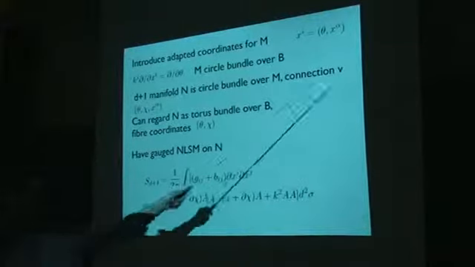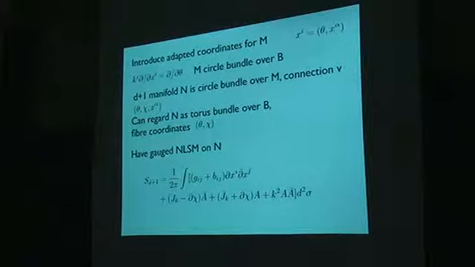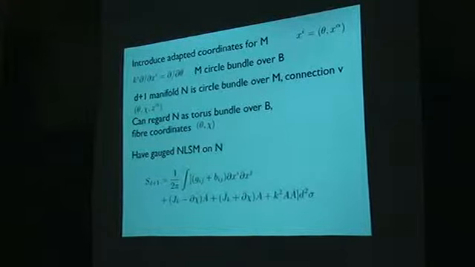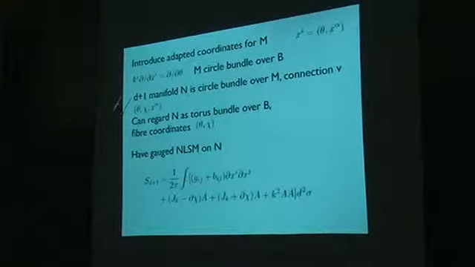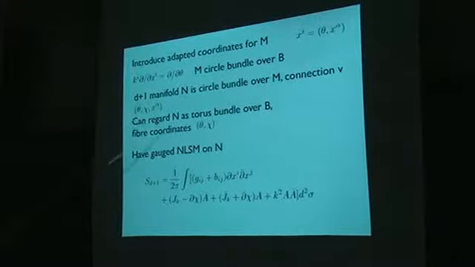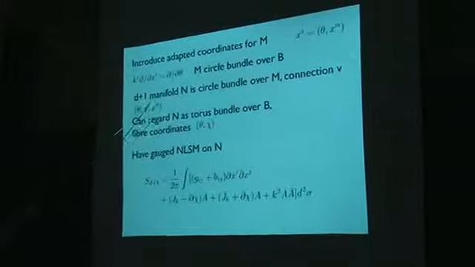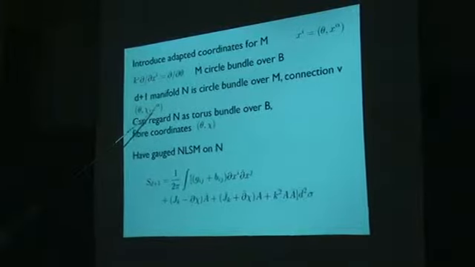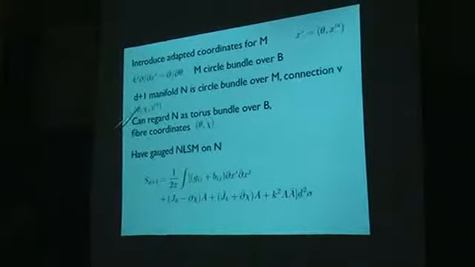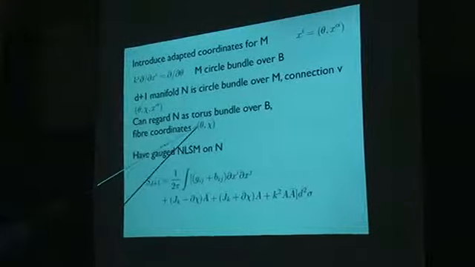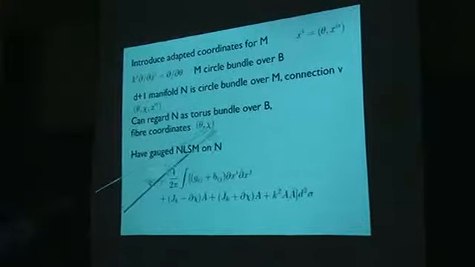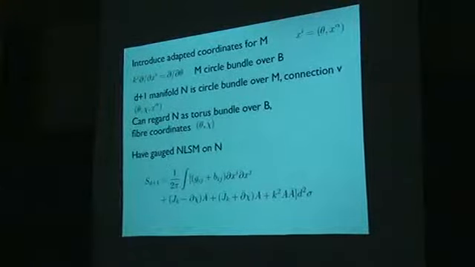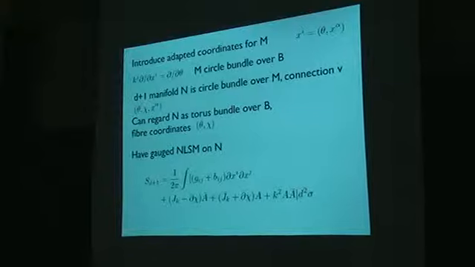And this is, in fact, as we've seen, some kind of circle bundle over M, whose connection is related to this vector field, to this one form V we introduced. We can also regard this M as a torus bundle over B. So you've got the coordinates x as the base space, and then you've got two circular coordinates theta and chi, giving a two-torus bundle over B. We can think of it in two different ways. And we have a nonlinear sigma model on this d plus one dimensional space with these three coordinates here.